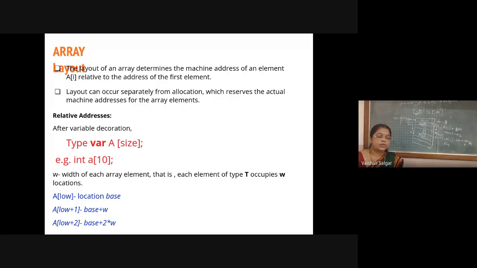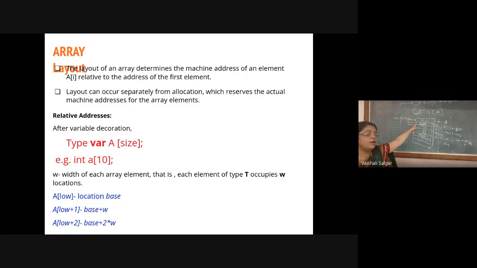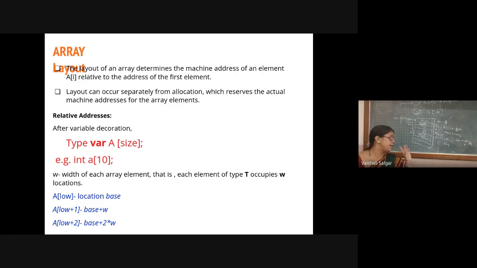Base address is 4000, so that's why A of low indicates the location of your base address. Now when I'm saying A of 1, that is low plus 1, the lower bound is 0, and 0 plus 1 is A of 1. So obviously 4000, that is low plus W, because I'm going with the first element. Width or W is nothing but the width for each component, whatever data type is assigned for each component, that particular byte count. In this case for int there is 2, so 4000 plus 2.